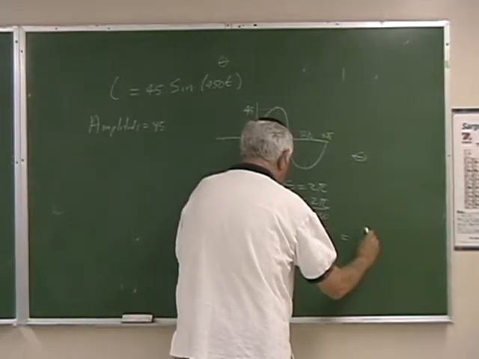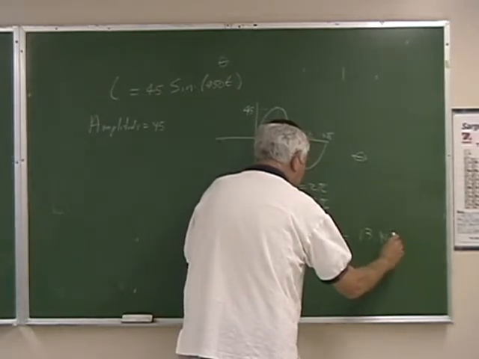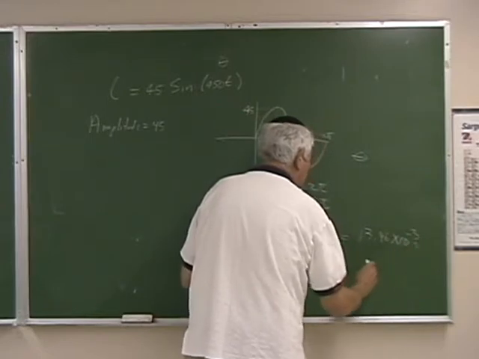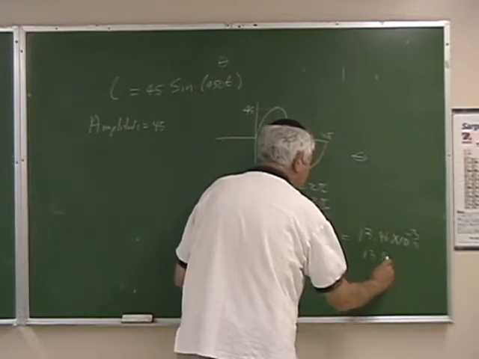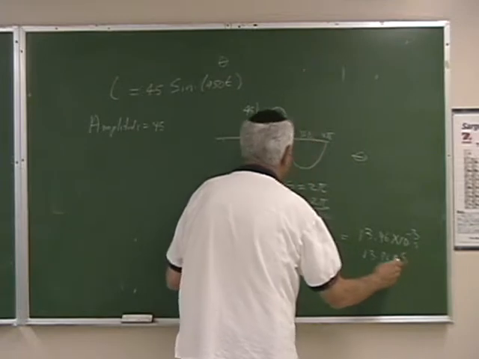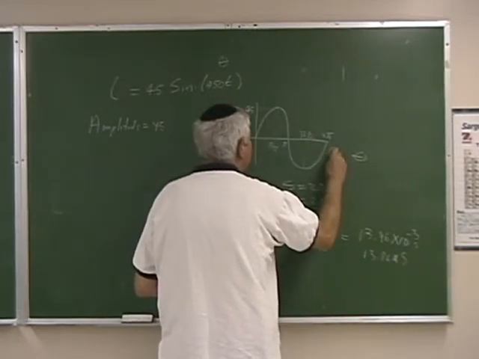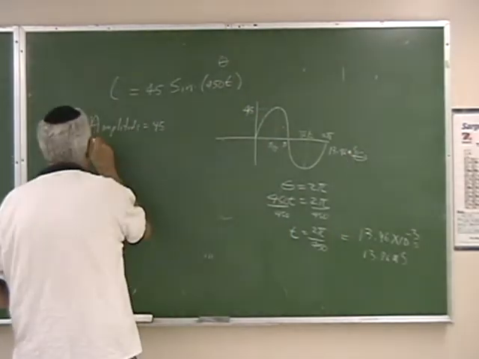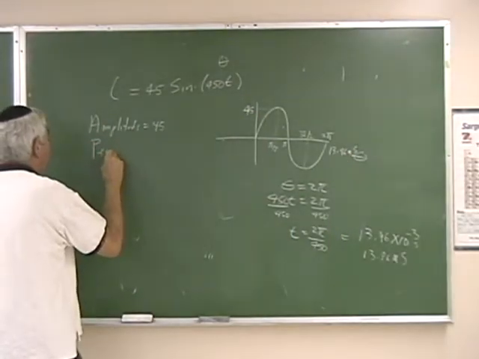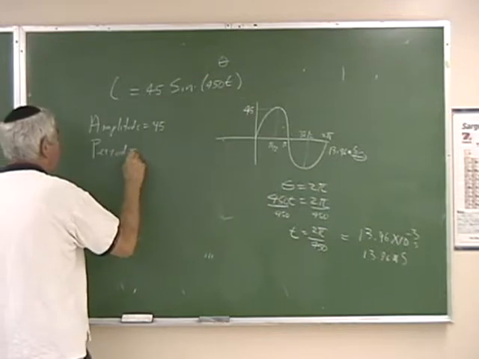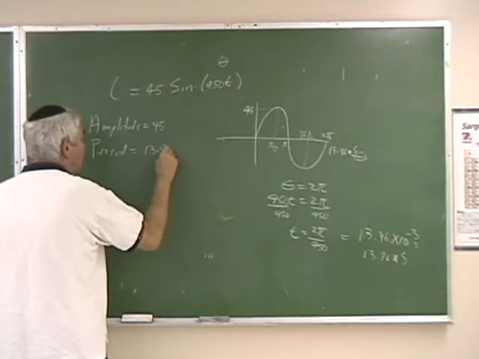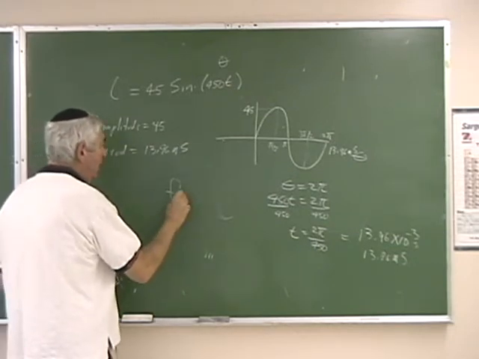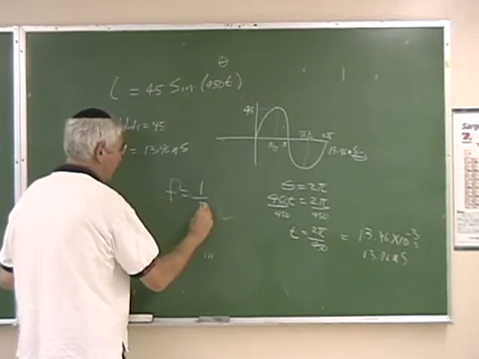t equals 13.96 times 10 to the minus 3 seconds, or 13.96 milliseconds. So the period is 13.96 milliseconds. Now the frequency is equal to 1 over the period.